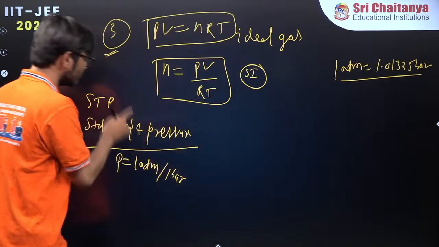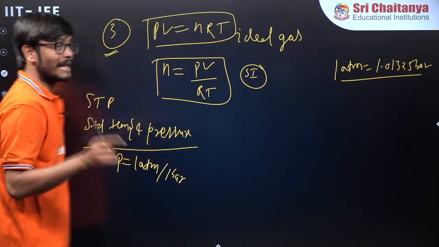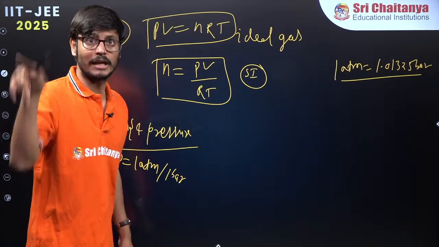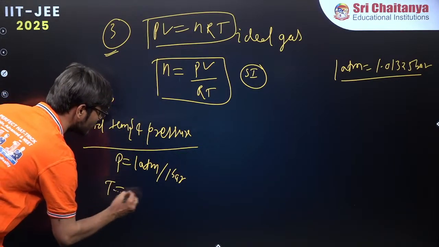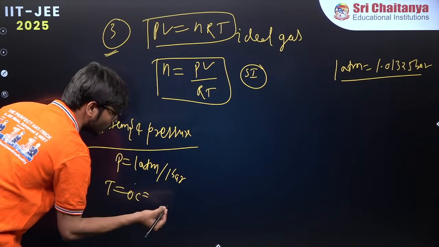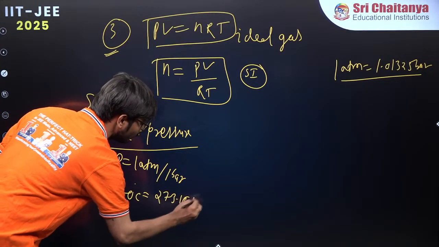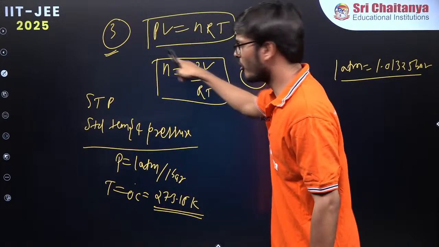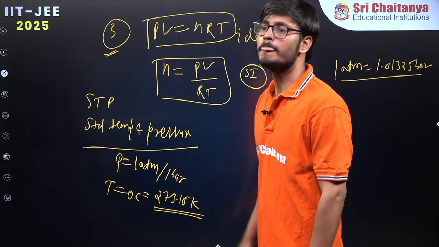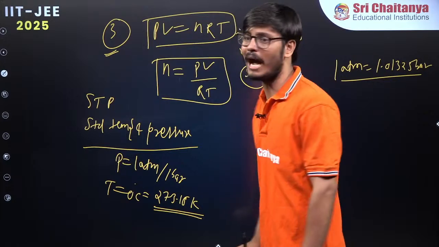So I'm having this STP condition, which is known as standard temperature and pressure. That means standard pressure of the atmosphere, which is 1 atm. And temperature we will take 0 degrees Celsius, which is equal to how much? Bolo beta ji, 0 degrees Celsius, 273.15 kelvins. Okay. So I have to find the number of moles in terms of volume. This is only applied for ideal gas.